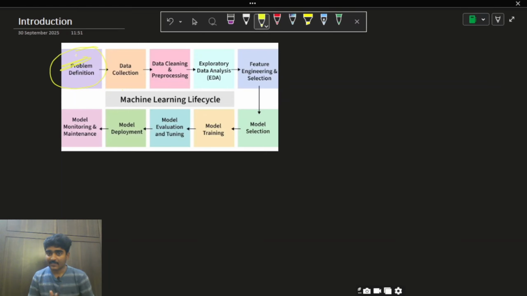Now let's say as a data scientist, you're working in an organization. It is very important that they'll be giving you a business need, and as a data scientist you need to convert this business need into a machine learning problem. This is basically what happens in an organization.